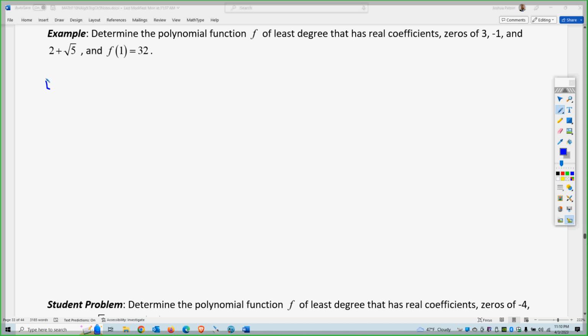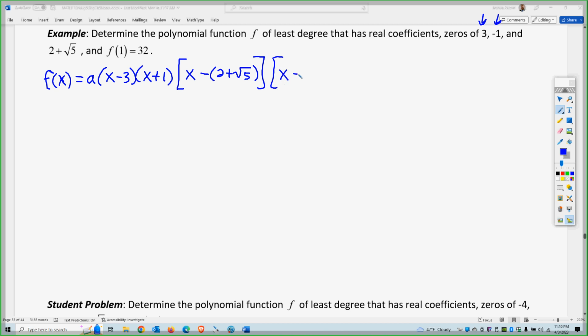So this function is going to have some constant a, and then x minus 3, and then x plus 1. Because if I solve those, I will get the 3 and the negative 1 for the zeros. Then I have an irrational zero. So I have x minus 2 plus root 5, but I can't just have that one, it's impossible. So I must have also had x minus 2 minus root 5. I had to have that as an answer, because if I do the quadratic formula, I would have gotten both. That's the only way you're going to get two irrational answers.